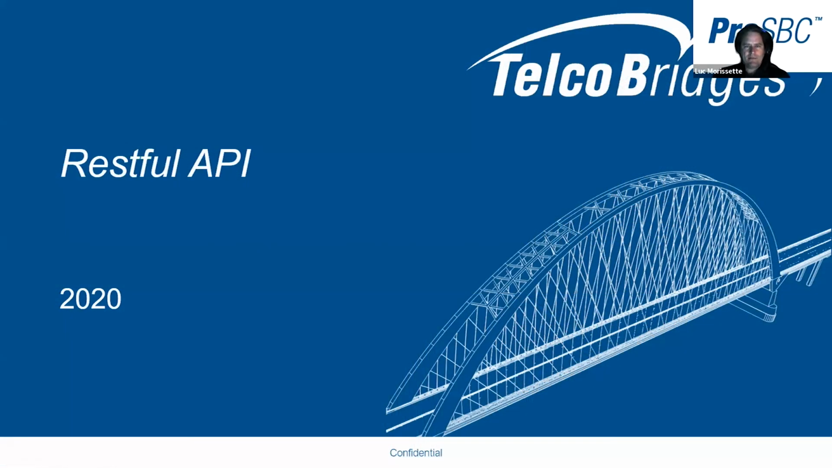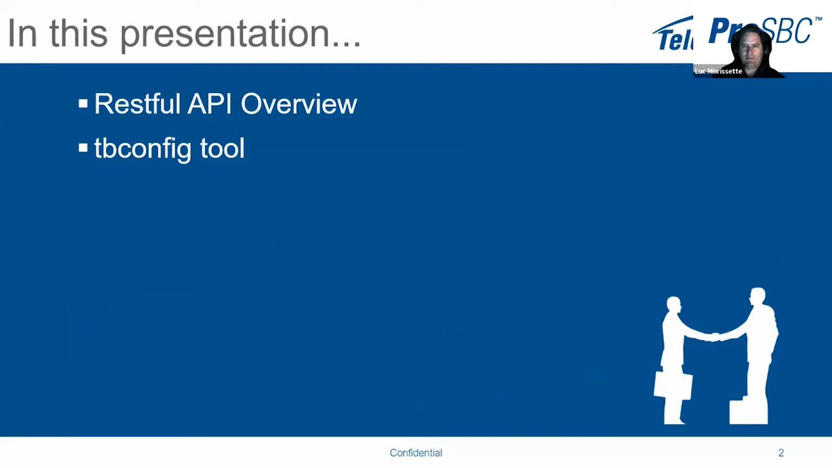Okay, then we have the RESTful API. So this is a tool that we can use to configure a system. It is, let's say, not so useful if you want to configure just one system, but if you want to configure many systems, then it becomes interesting. So I'm just giving you the overview of this RESTful API and some example with the TBconfig tool.